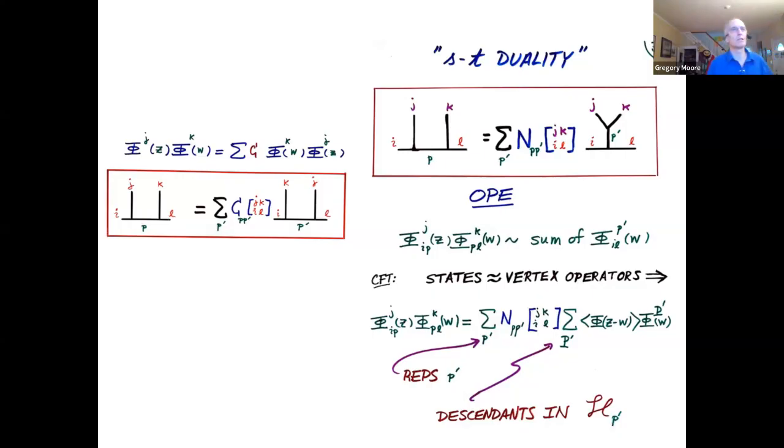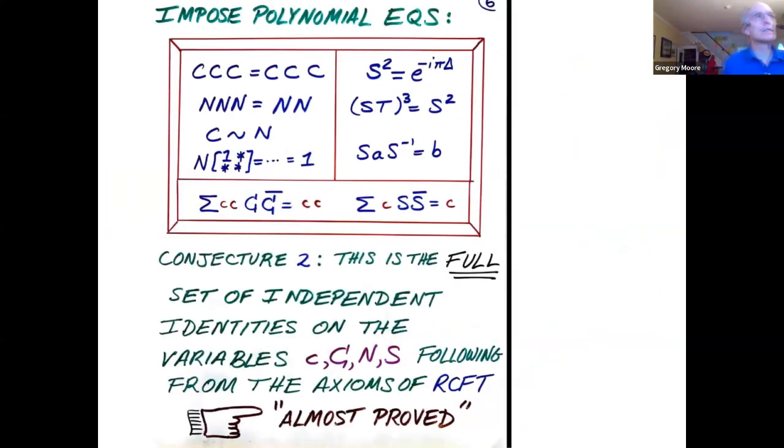And we defined them in terms of the operator product expansion of these chiral vertex operators. The N here is for Nathan, because Nathan made some particularly smart remark in one of our first discussions on the subject. And then we found the consistency leads to a bunch of polynomial relations on these tensors. And we conjectured that this is the full set of independent identities on all of these tensors. At the time of that talk, we said it's almost proved.